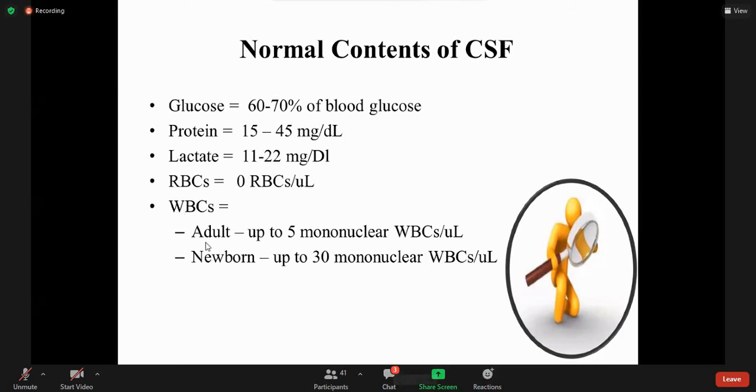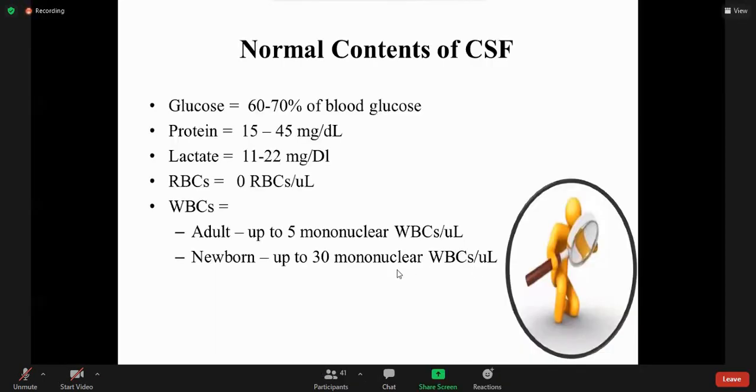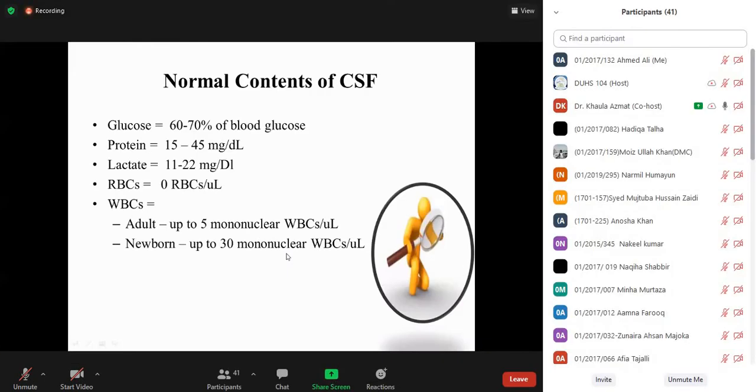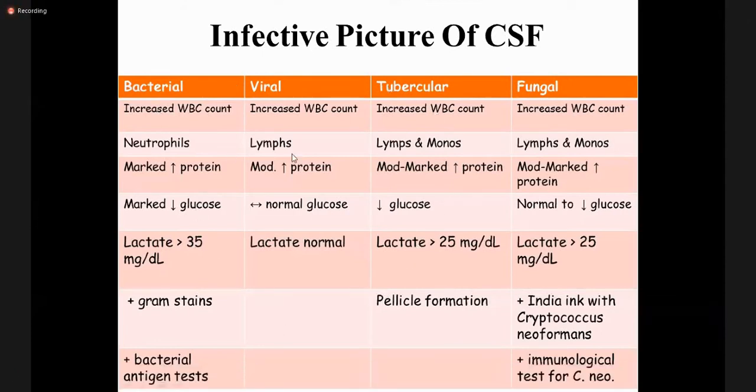And WBCs in adults up to 5 mononuclear WBCs per microliter, and in newborn up to 30 mononuclear WBCs per microliter. These are the normal contents. Then the CSF can be infected, and its compositions and biochemistry can be changed according to the type of infection. If the viral infection, then contents are different. In tubercular infection, contents are different, and in fungal infection, contents are different.